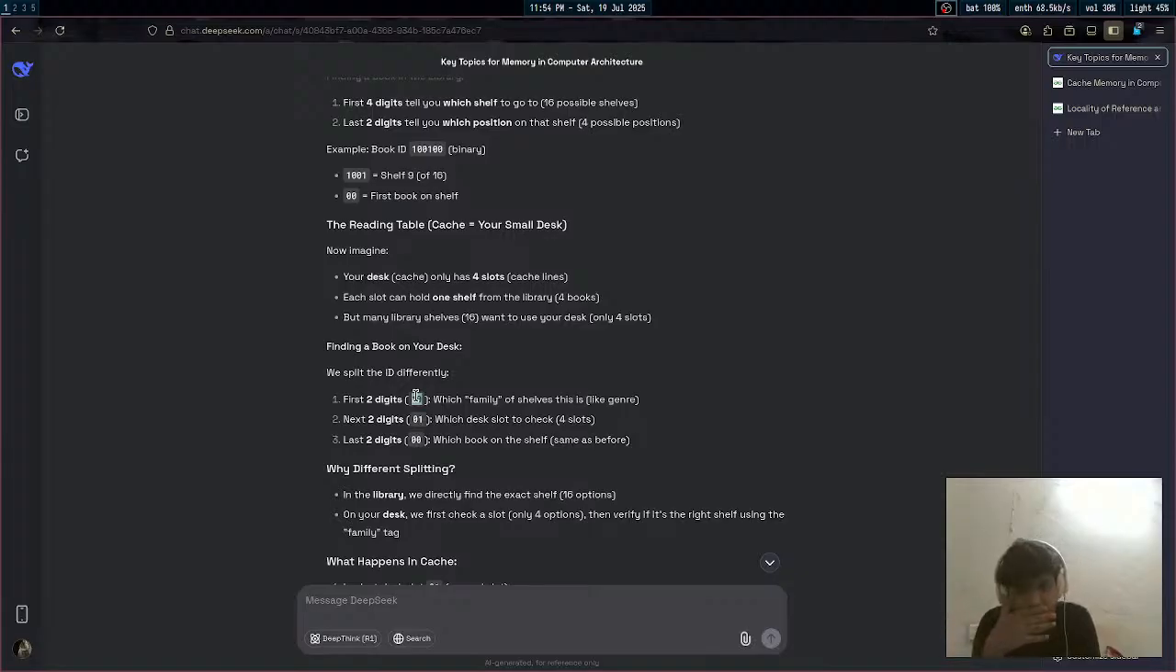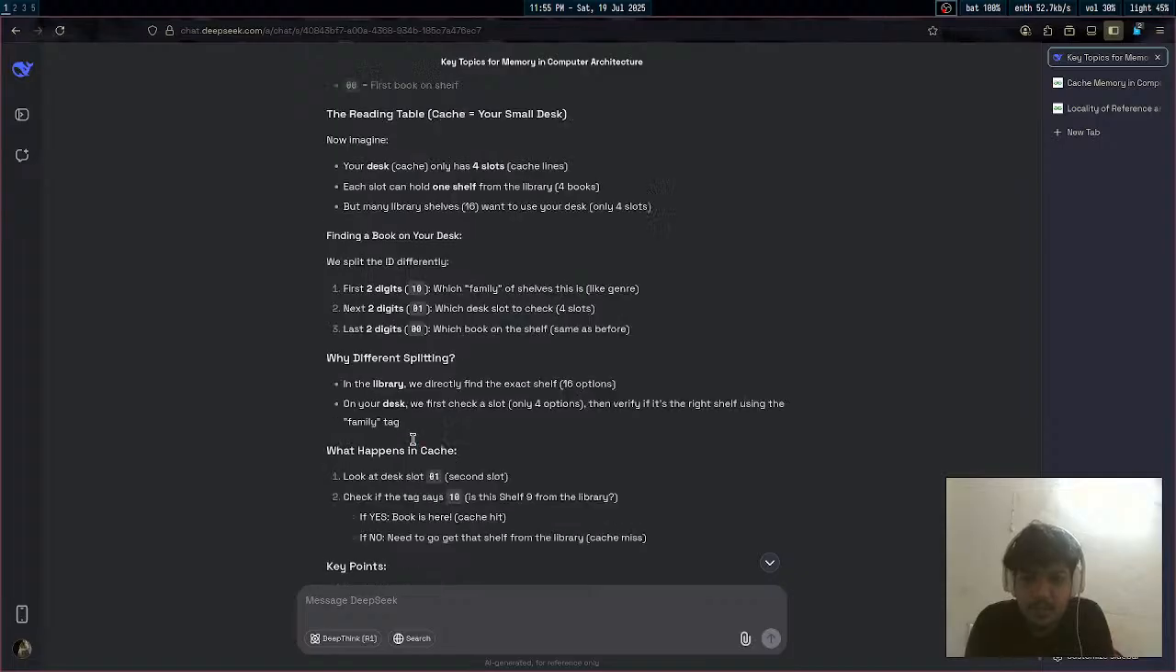So, which section of the library I am in, I can understand it as which section of the library I am at. Now that I know which section of the library I am at, which desk slot to check. Again, now that I know the section, in that specific section which slot to check and which book to check.